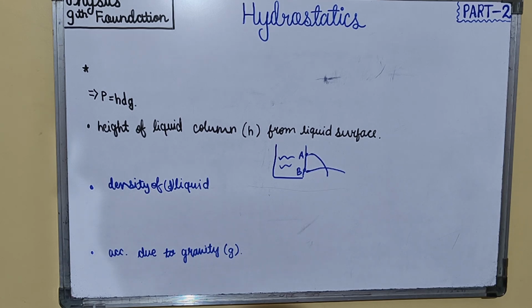Second is the density of a liquid. Pressure at a point inside the liquid at a given depth increases with the increase in the density of the liquid. Pressure increases with the increase of density of a liquid. The density of mercury is 13.6 times the density of water.